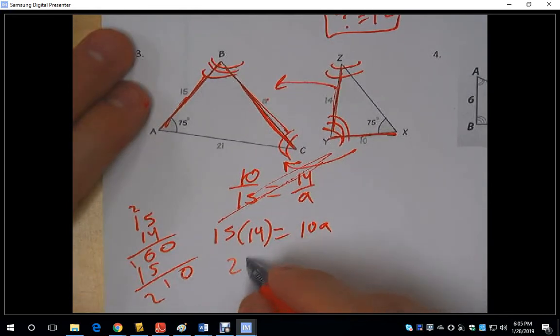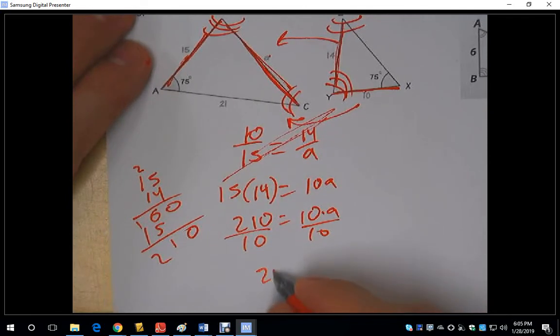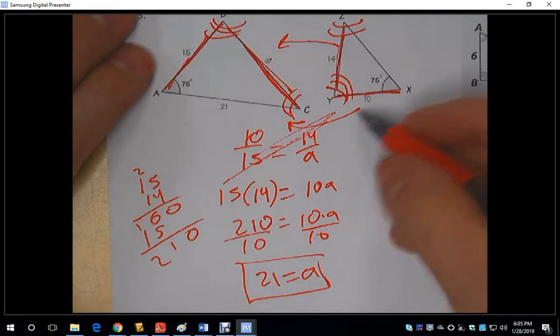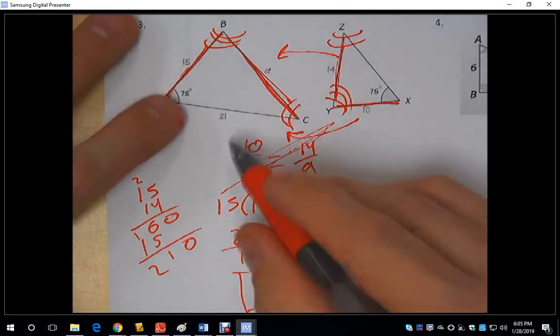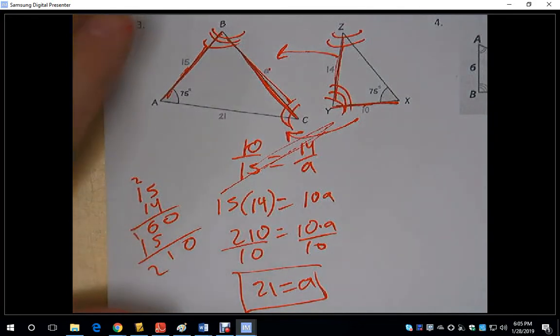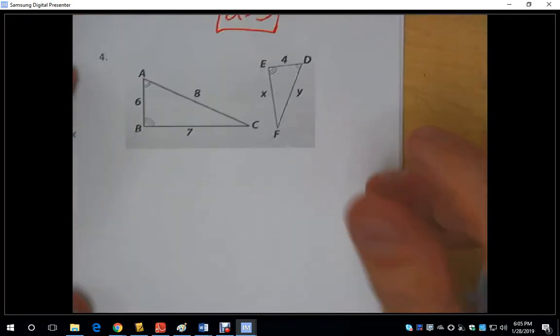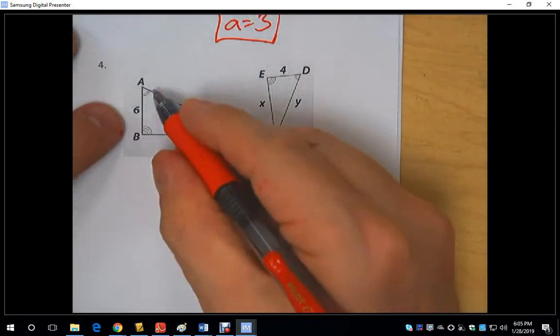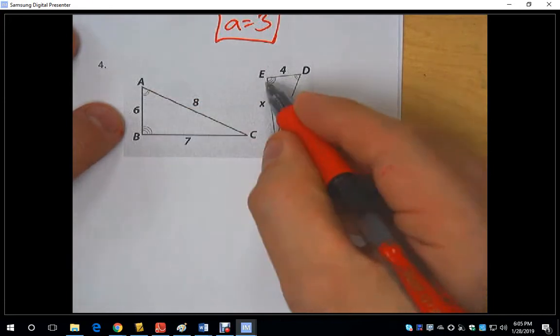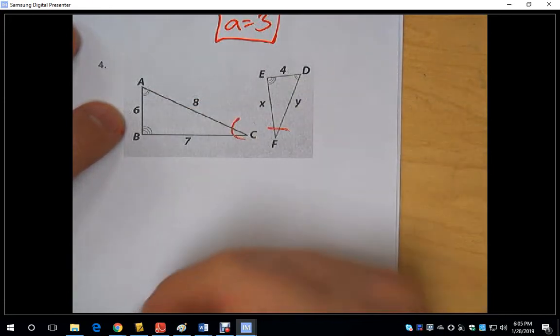210. So I have 210 equals 10 times A. Inverse of multiplication is division, so I'm going to divide by 10. That gives me 21 equals A. 21 inches, feet, I don't know. There's no units that are given here. So number 4, if this is 2 arcs, 3 arcs, 2 arcs, 3 arcs, this must be our single arc.